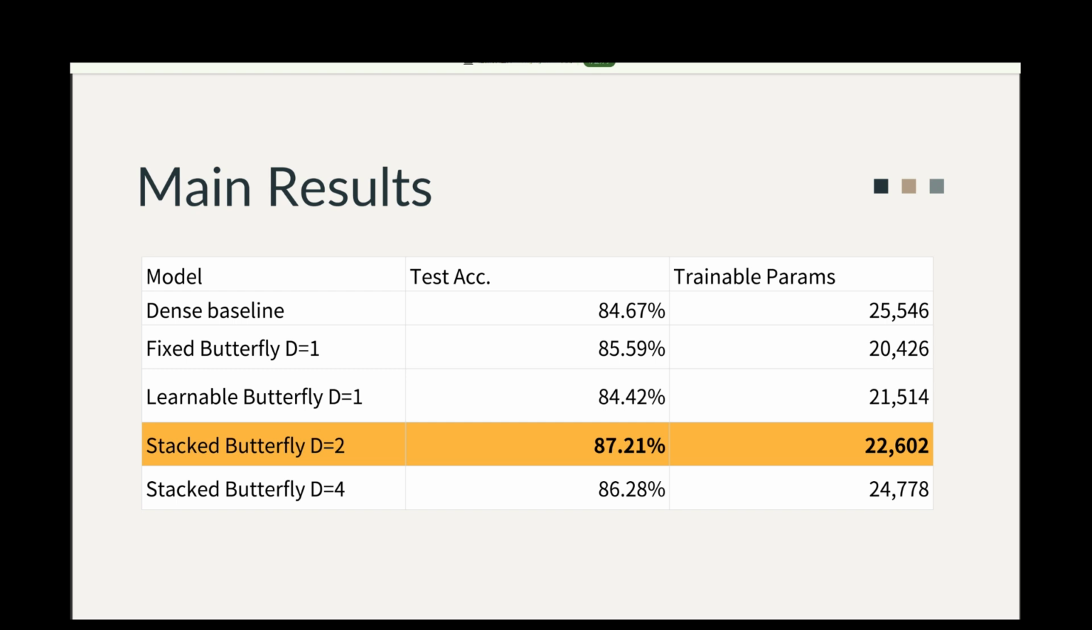This is important because it means the d equals 2 butterfly model achieves higher accuracy than the dense baseline while using fewer trainable parameters. We can also see that d equals 4 didn't improve over d equals 2. So increasing the butterfly depth helps up to a point, but making it too deep doesn't necessarily give better performance. Next page.